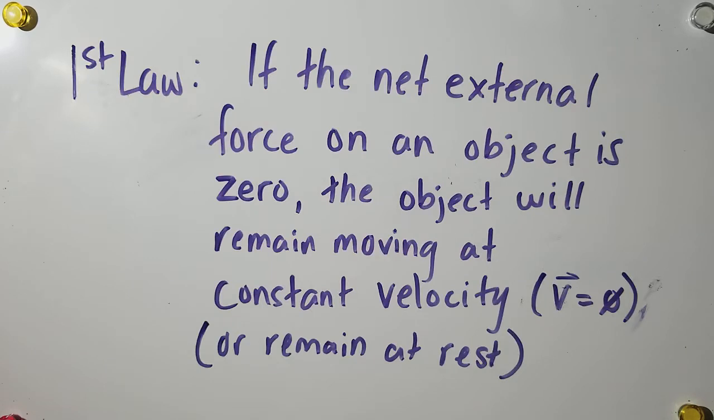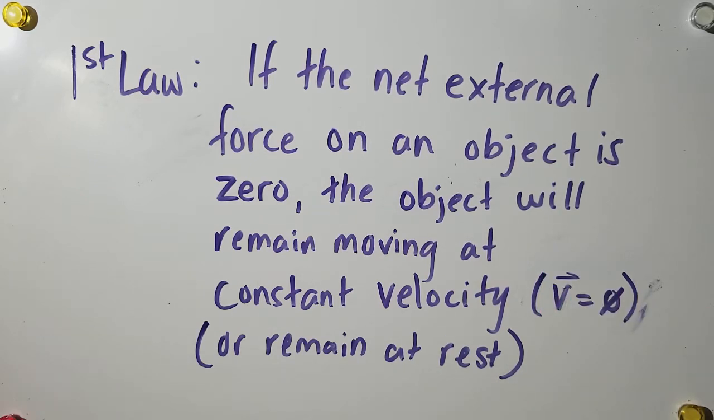All right, pause. All right, so here is Newton's first law. Let's just read it. If the net external force on an object is 0, the object will remain moving at constant velocity. Now, your textbook writes this a little bit differently, but I want you to understand that constant velocity could also include no velocity, because stopped or rest is a constant velocity.